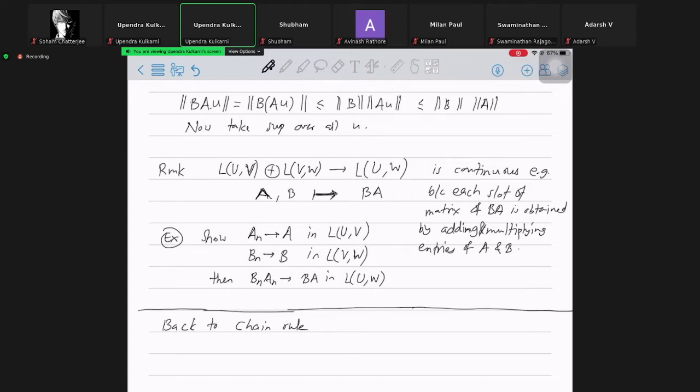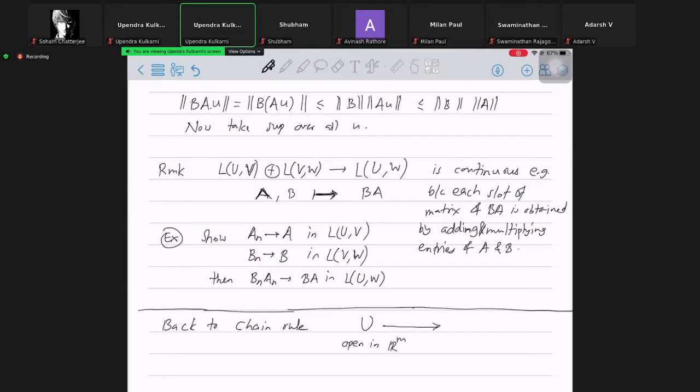So we did a bunch of scene setting yesterday. Let me just quickly write that down. So what is the statement? The statement is that U is an open set, open in R^m.